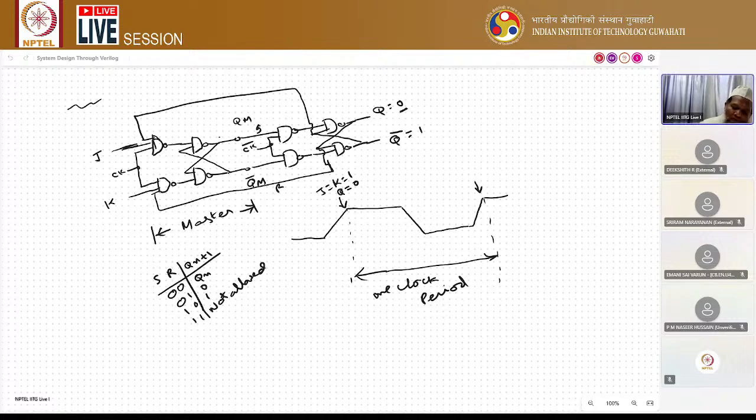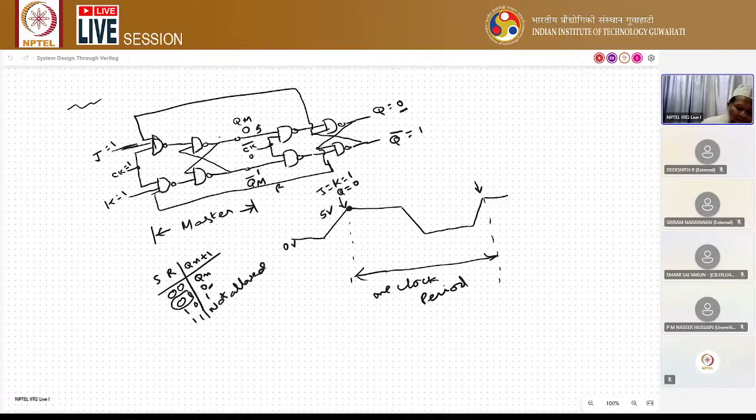So to get output Q equal to 0, the input should be 0, 1. So this should be 0 and this should be 1. Then only you will get output as 0, 1, with J equal to 1 and K equal to 1. Clock is equal to 1 at this point. This is 5 volts, this is 0 volts.